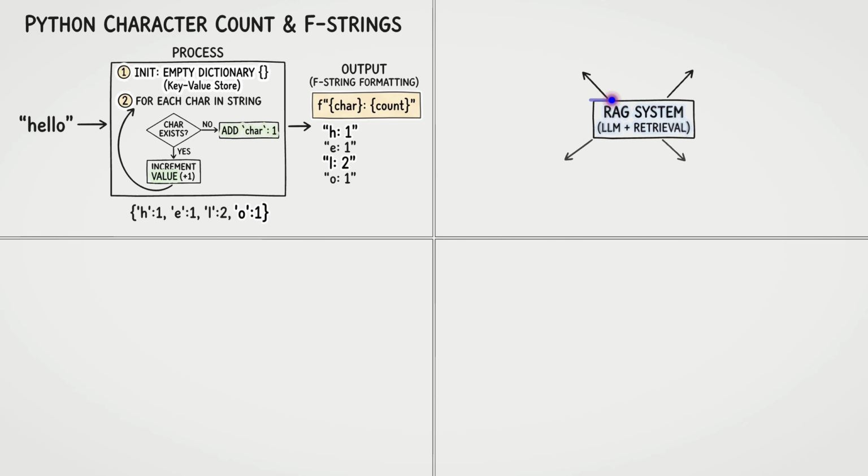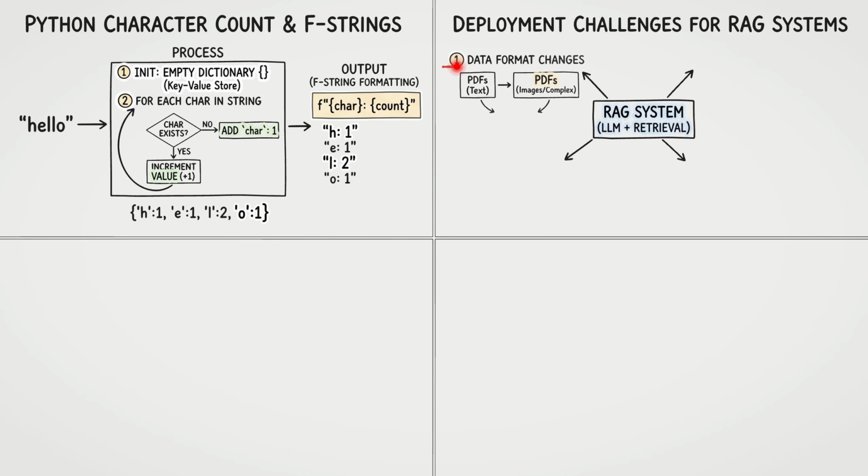Now let's look at the core RAG system in the top right. Moving from prototype to production introduces serious engineering challenges. First, we face data format changes. If your pipeline expects text PDFs and suddenly gets complex images, parsing fails.